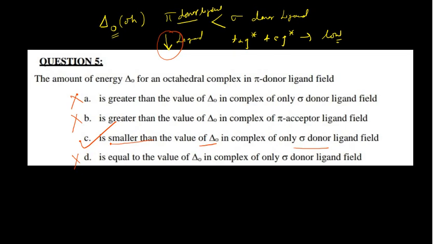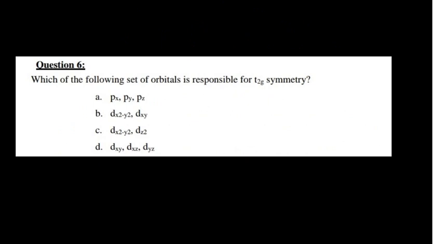Now moving to the next one. Which of the following sets of orbitals is responsible for the T2g symmetry? Guys, it's quite a simple problem, so there is no need to waste much time on this. dxy, dyz, dzx. See, g stands for gerade. Gerade means the orbitals must have the center of inversion or center of symmetry, that is i. And you know this, they do not have the i. But dx, dy, dz, they have the i.